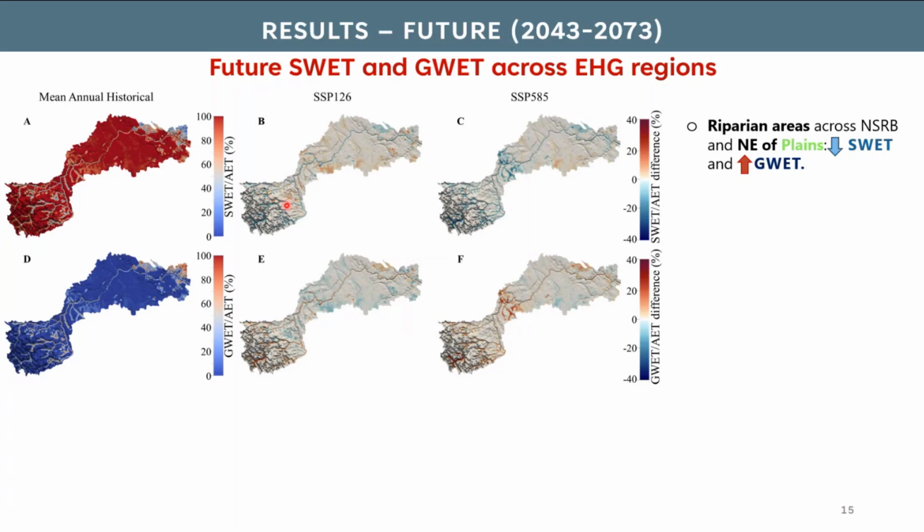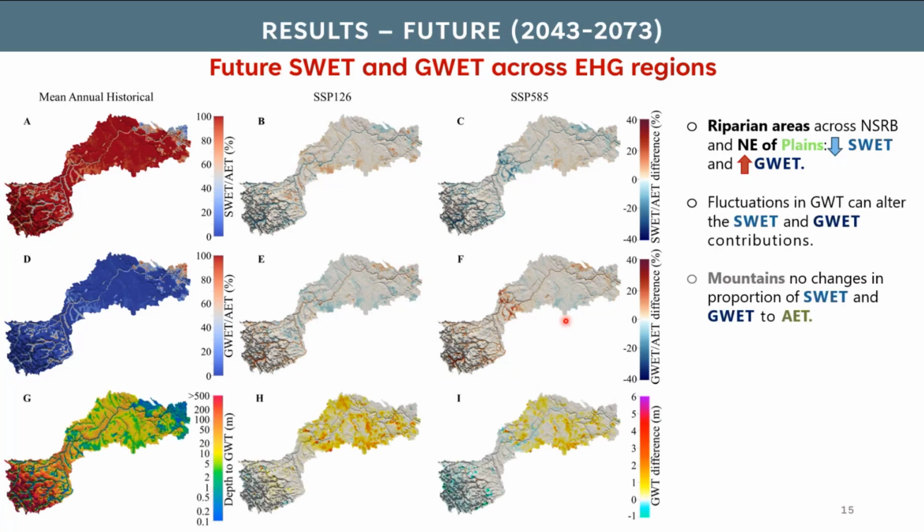Particularly in riparian areas, in maps B and C, we can see that across all ecohydrological regions in this riparian area, we have blue colors. These blue colors basically represent a reduction of the contribution of the surface water evapotranspiration to the actual evapotranspiration, and also in the northeast of the plains. In exactly the same areas, we can see an increase of groundwater evapotranspiration to the actual evapotranspiration. So there is also a change here in the contribution to supply the total actual evapotranspiration.